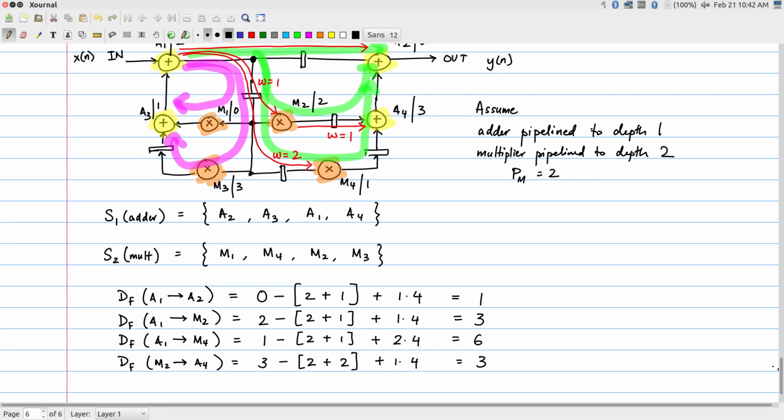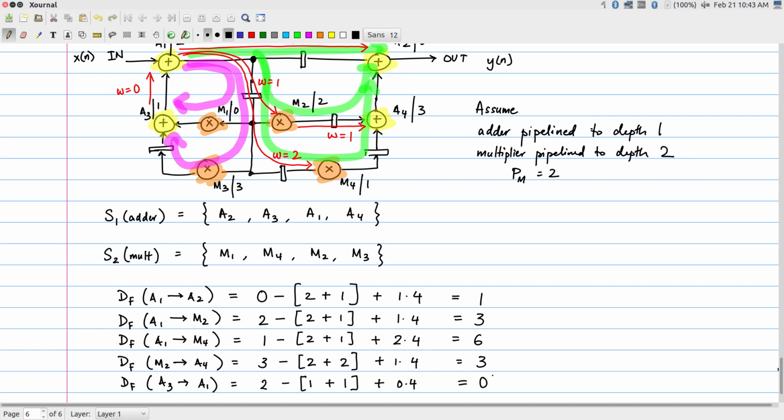Right? And in this way, one example over here is where W is equal to 0. So the A3 to A1 edge, DF from A3 to A1, when is A1 scheduled? A1 is scheduled at time 2 minus A3 is scheduled at time 1, and it has a pipeline latency of 1 because it's an adder, plus 0 into 4. This is an example where it is 0.